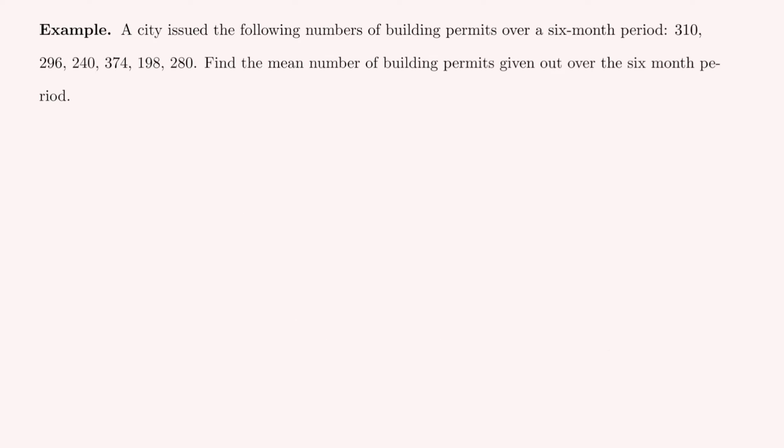A city issued the following numbers of building permits over a 6-month period of time. One of the months, there was 310 permits issued. Another month, 296, 240, 374, 198, and 280. From these 6-month period of time, we're asked to find the mean number of building permits given out over that 6-month period of time. So how many data entries do we have? We have 1, 2, 3, 4, 5, 6. So n, the number of data entries is 6.